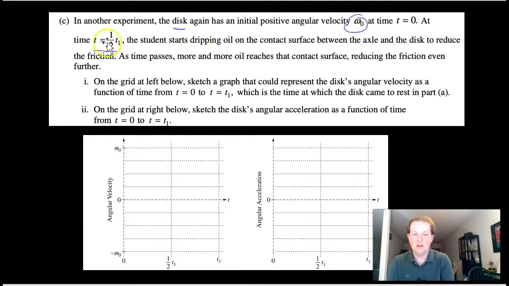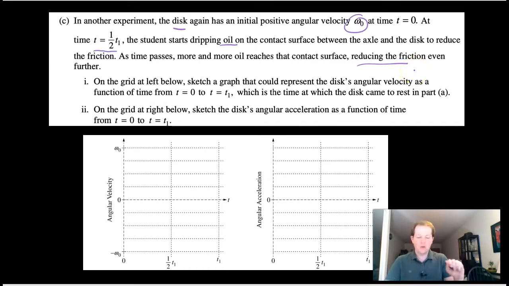So at half the time until it stops, the student starts dripping oil on the contact surface between the axle and the disc to reduce the friction. As time passes, more and more oil reaches the contact surface, reducing the friction even further. Boy, this seems really complicated. Mr. Thrasher hasn't really talked to us about oil before. Well, maybe it's a weird scenario, but what's it really saying from the physics that I know? It says that it's reducing friction.